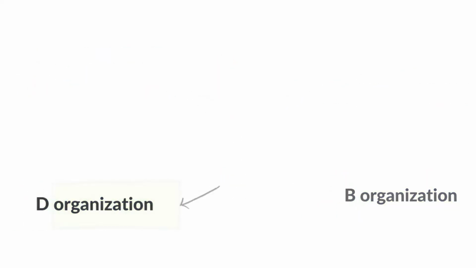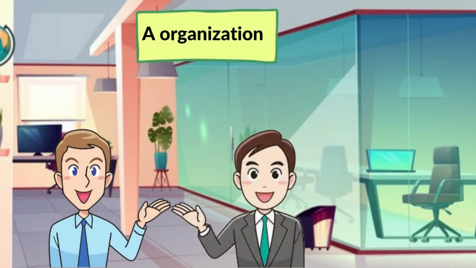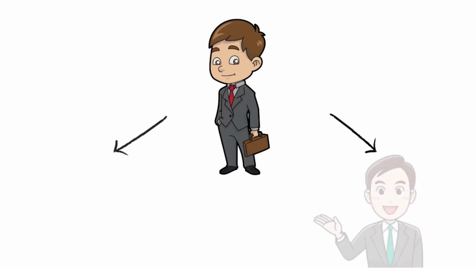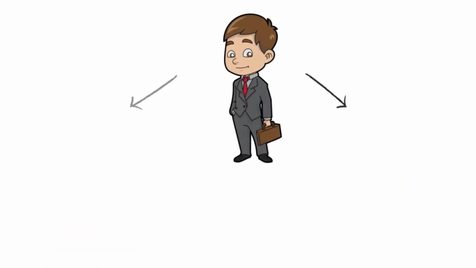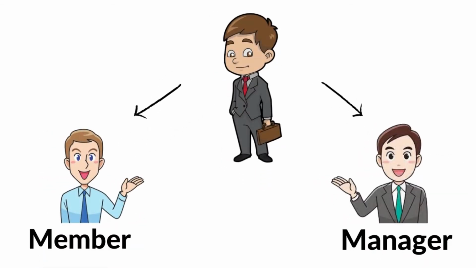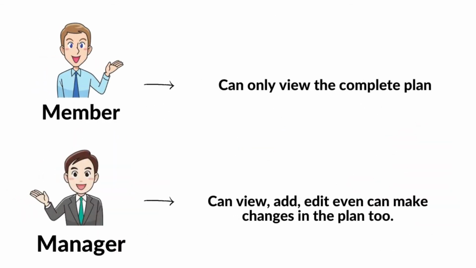Let's say in organization A, 2 more members are involved in the same project and the owner wants to give them access to his vehicle schedules and plans. The owner is inviting people, one as a member and another as a manager. Actually, a member can only view the plans, but the manager can view and edit the plans as well.